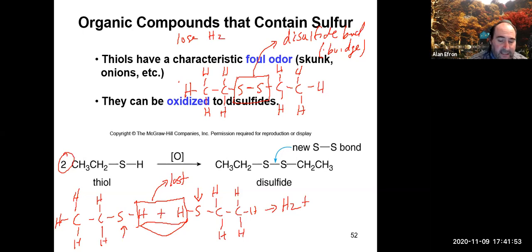Sometimes it's a lot easier if you draw them like I did, where you have an SH group in the first one, and then you start with the SH group in the second one and line both of those up that way. Then you essentially just take out the H2 and put everything in place. Again, that makes the disulfide bond or disulfide bridge. Now that's the oxidation reaction.